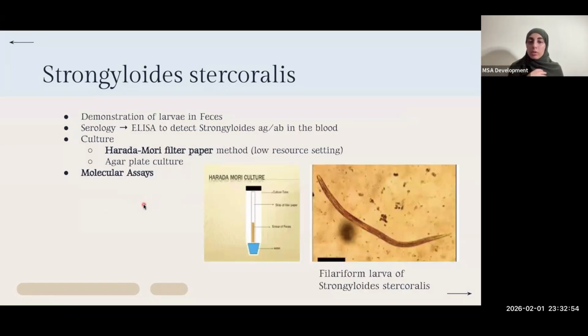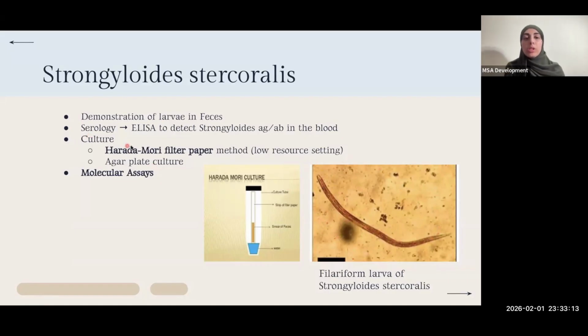How do you diagnose strongyloides? You look at the larva in the feces or the stool. Remember, it's not the egg. You do not have the egg in the stool. You have the larva in the stool. So you look at it under the microscope, and this is what it looks like. This is the filariform larva of strongyloides under the microscope.